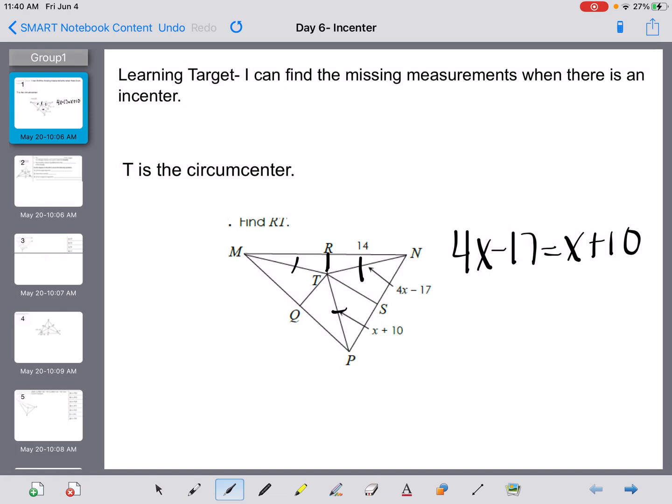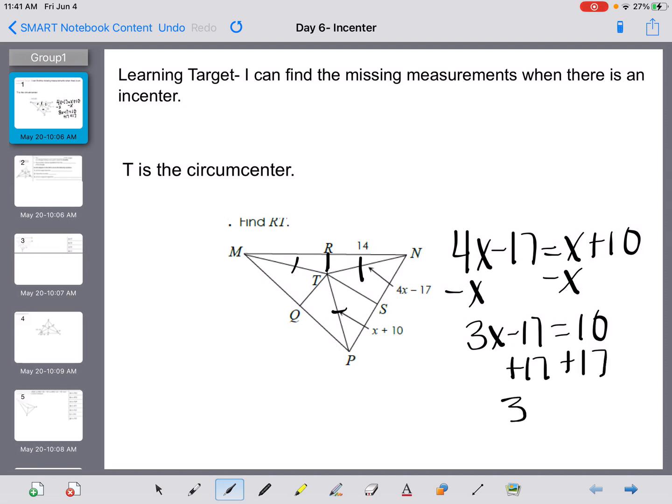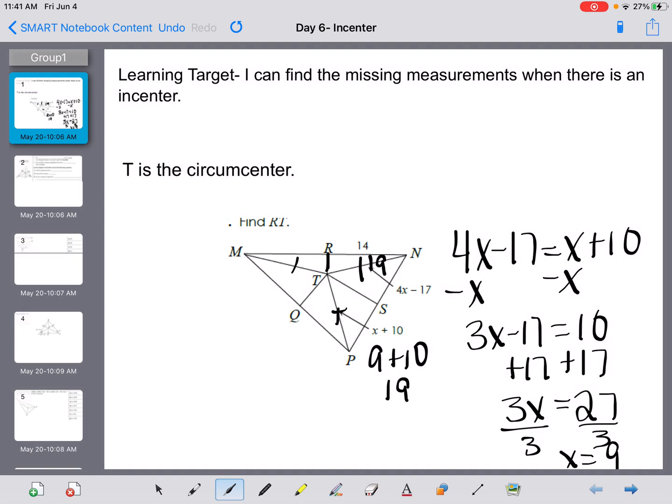Okay, so I'm going to subtract x. I get 3x minus 17 equals 10. I'm going to add 17. 3x equals 27, and I'm going to divide by 3. x equals 9. Okay? Now that I have x equals 9, what you should have done is plugged it into one of the expressions. It doesn't matter. When I plug 9 into here, I get 19. So I know that this is also 19, this is 19, and this is 19.